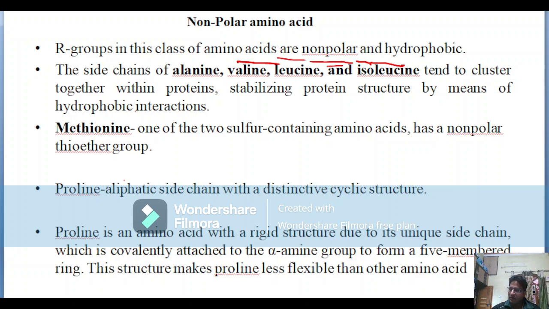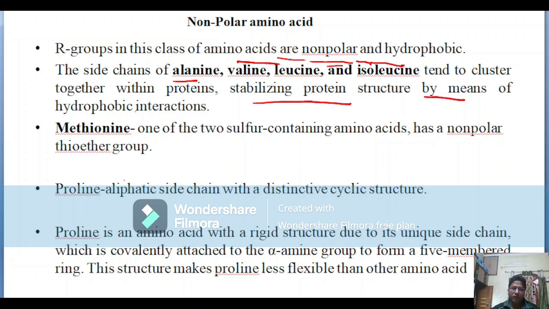These amino acids are alanine, valine, leucine, isoleucine, and methionine. Due to the side chain, they form hydrophobic interactions. These amino acids are mostly found inside a protein, where they remain away from the water, and due to this they stabilize the protein structure. They are hydrophobic in nature, so they are buried inside a protein structure and stabilize the protein through hydrophobic interactions.